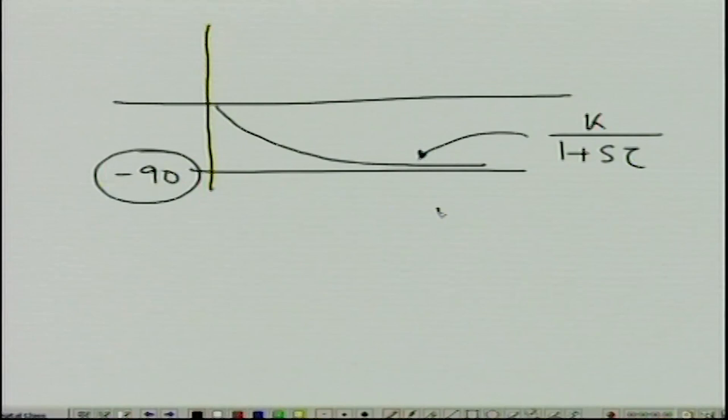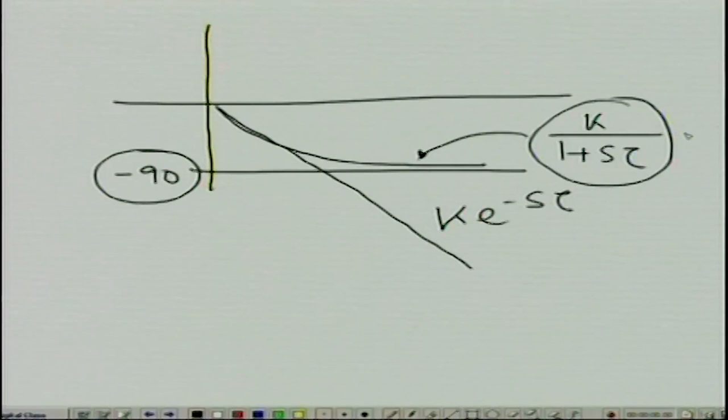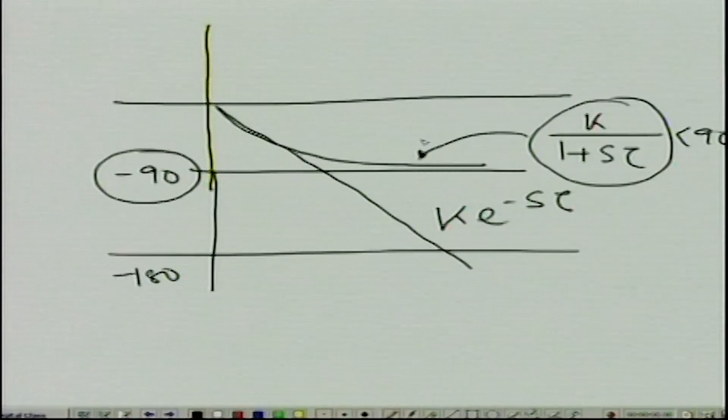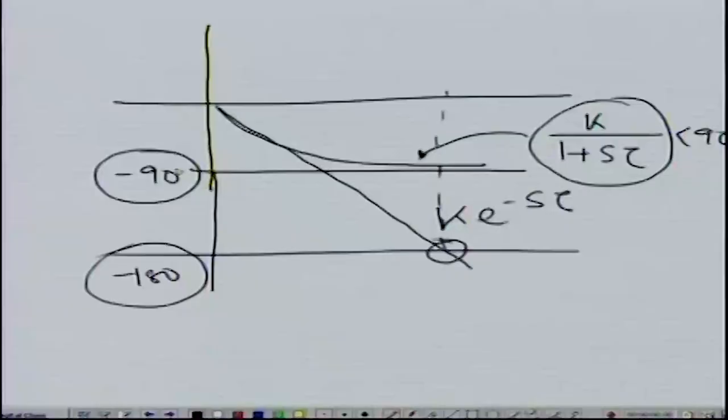On the other hand, k e to the power minus s tau will have a phase which is increasing linearly with frequency. So there is no bound. So this means, for example, this system's phase is always less than 90, but for this system, at some frequency the phase is going to cross the minus 180 point, which is the critical point for stability. So the phase lag of the process with a delay is always going to cross 180. But the question is, what is the gain at that point? To ensure stability, you have to keep the gain low at that point. That's why you have a limit on the gain, while in this case, you don't have any limit on the gain.